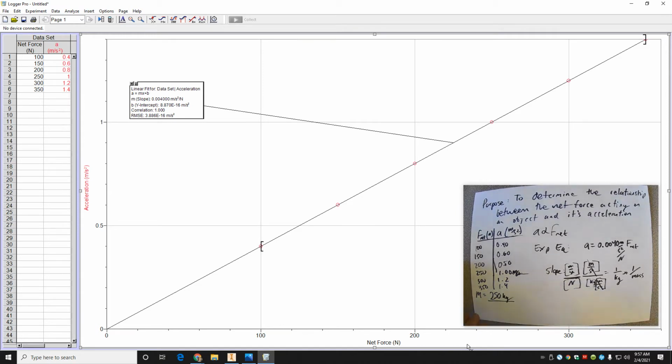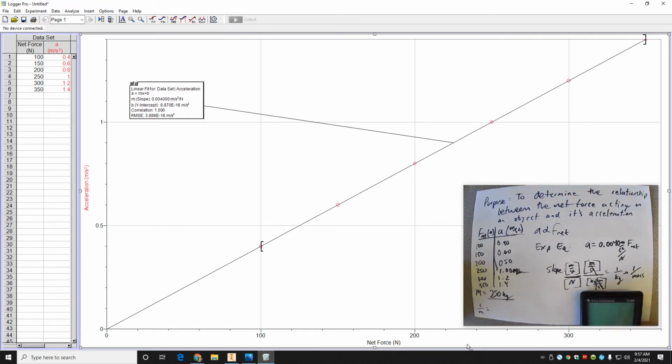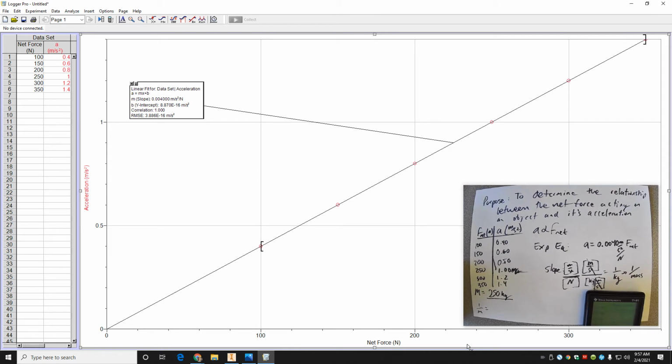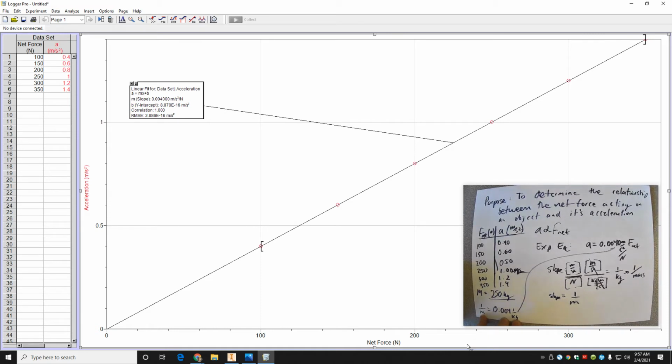So, did we use a mass? Yeah, we did. Let's find out what 1 over that is. 1 over 250. 1 divided by 250 is 0.004. And the units on that are inverse kilograms, or 1 over kilograms, because if you invert the number, you invert the unit as well. So check that out. Slope of the line is 1 over the mass of the object that was being accelerated.